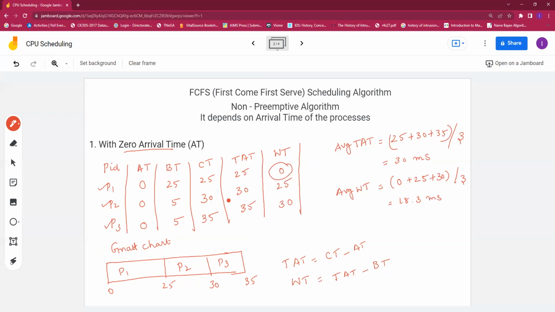So this is how you need to do it for the FCFS scheduling algorithm. This is how your FCFS scheduling algorithm works when your arrival time is 0. In the next video, we will be seeing how your FCFS algorithm works when we have a different arrival time.